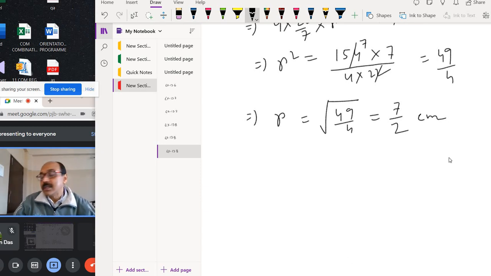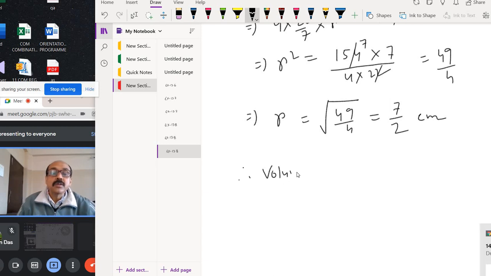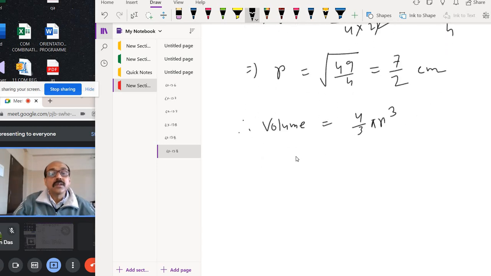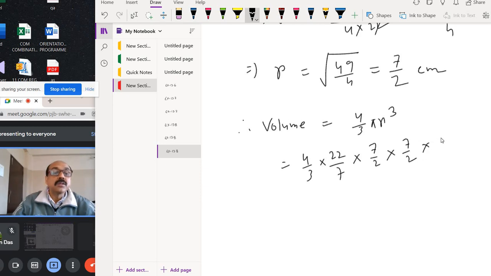Now the question is to find the volume of the sphere. So its volume equals 4 by 3 pi r cube for a sphere. Now 4 by 3 into pi, 22 by 7, and the radius is 7 by 2 into 7 by 2 into 7 by 2 centimeter cube.